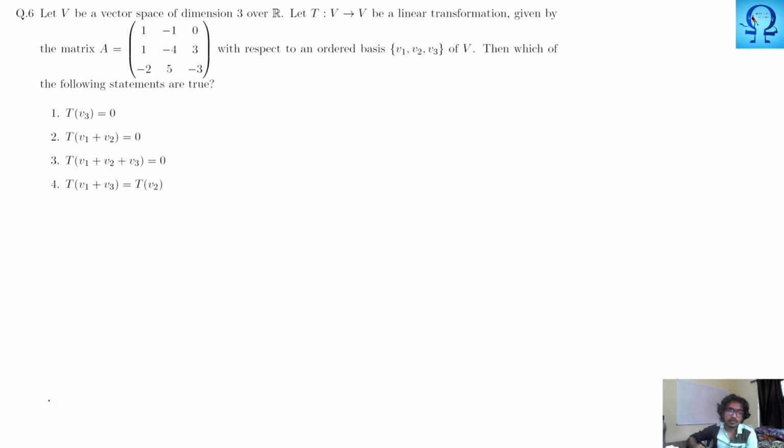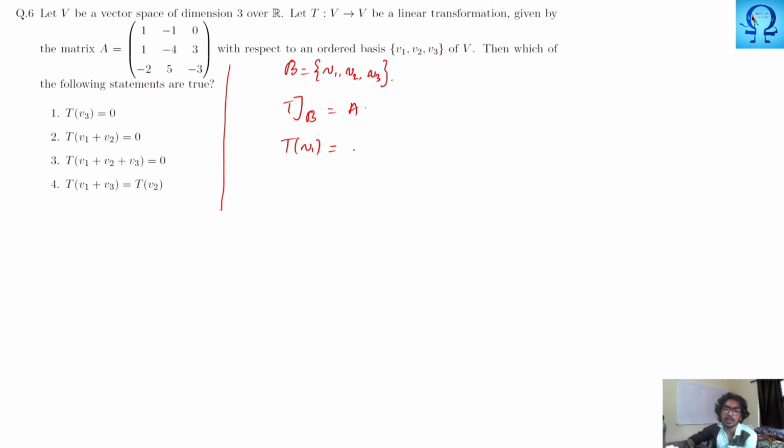Here, V is given to be a vector space of dimension 3 over R, and T from V to V is given to be a linear transformation given by this matrix with respect to the ordered basis. Then which of the following are true? So first of all, this A is a matrix. If you choose the collection of this basis to be B, then the transformation is your matrix A. So then how do we write it? So we just apply T to V1 first of all.